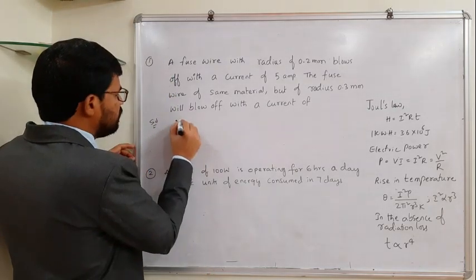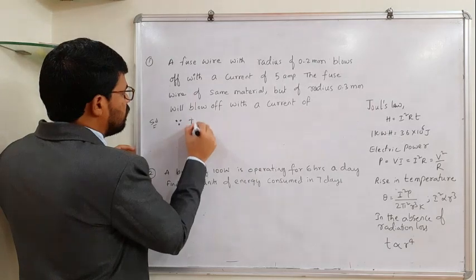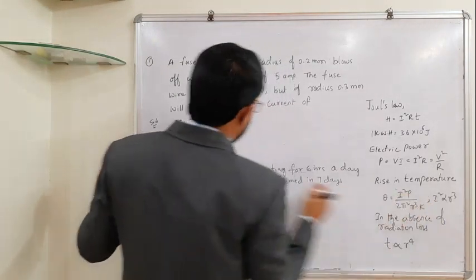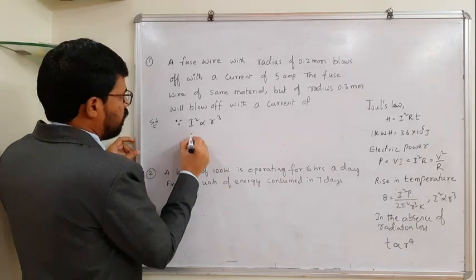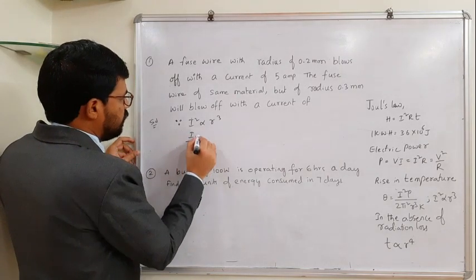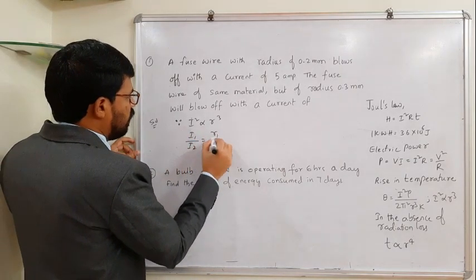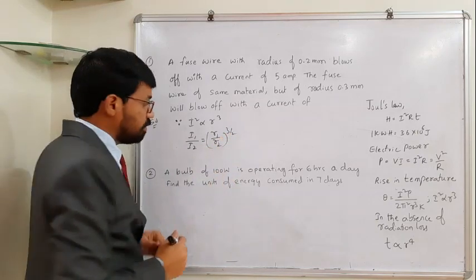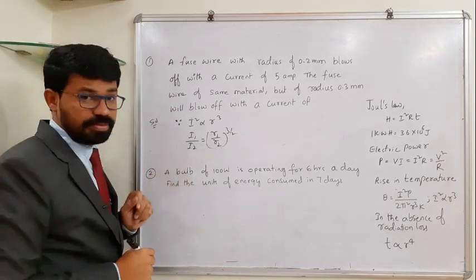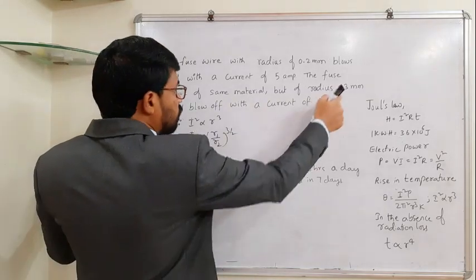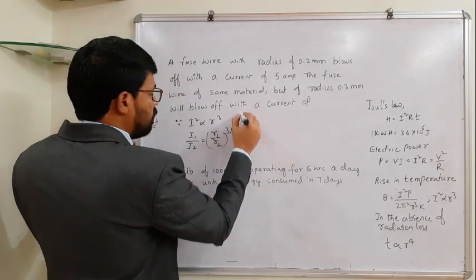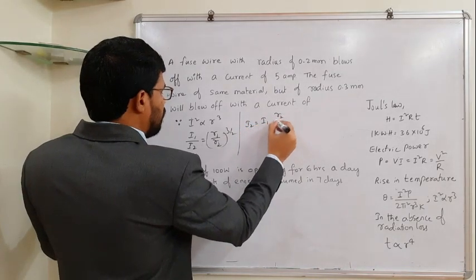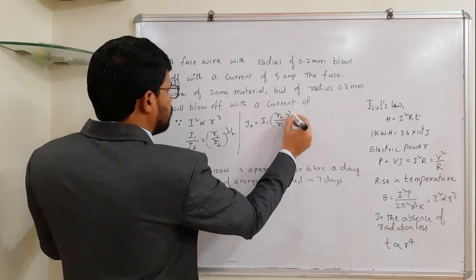Since I squared is directly proportional to what? R cubed, isn't it? I squared is directly proportional to R cubed. That implies I1 by I2 is equal to (R1 by R2) whole power 3 by 2. That's how you can write. And he is asking about this current I2, the current at which the fuse wire blows off, whose radius is equal to 0.3 mm. So I2 can be written as I1 into (R2 by R1) whole power 3 by 2.